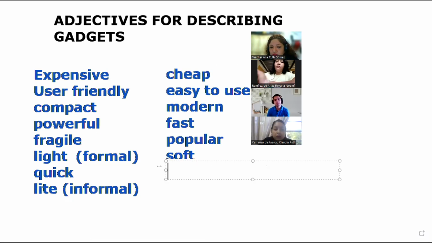And user-friendly, we have to say user-friendly or friendly. Well, actually, you have to say user-friendly. That means that it is easy to use. It is the same as if you say easy to use. That means it is easy to handle, to touch, to understand.